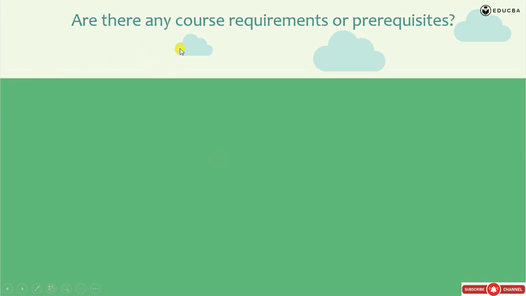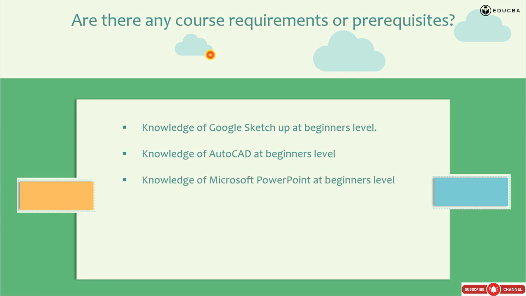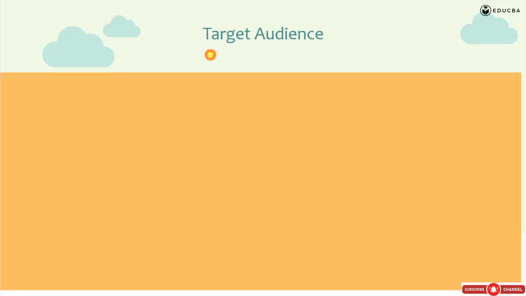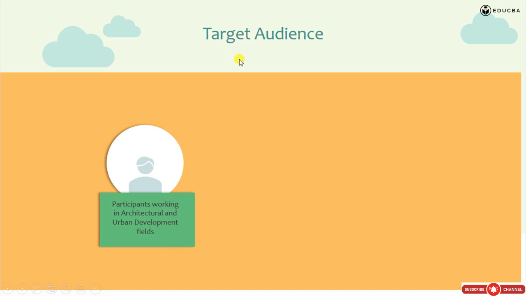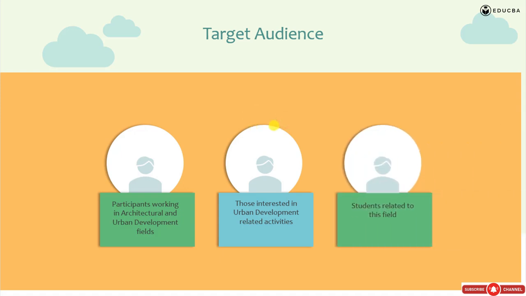So, are there any requirements or prerequisites for this course? Yes, there will be a beginner level knowledge of Google SketchUp. There will be a beginner level knowledge of AutoCAD and Microsoft PowerPoint. The target audience will be participants who will be working in architectural or urban development fields, those interested in urban development related activities, and students related to this field.